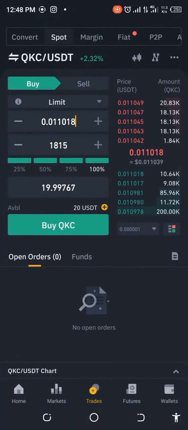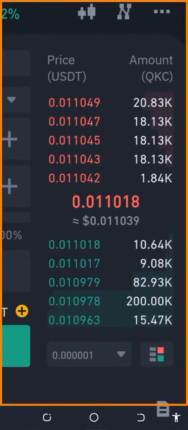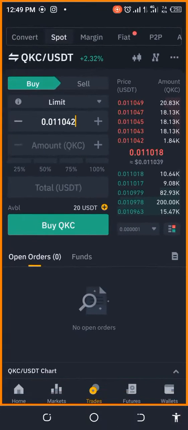But now, because we want to get it bought immediately, let's tap on this. Let me go back. And let's try out something. Let's tap on that first red. You can see that the price is higher than it actually is. You can see that the price is 0.011042. But right now, what we really want to buy, which is the current price that's showing us, is 0.011018. So you can see that it's higher here.